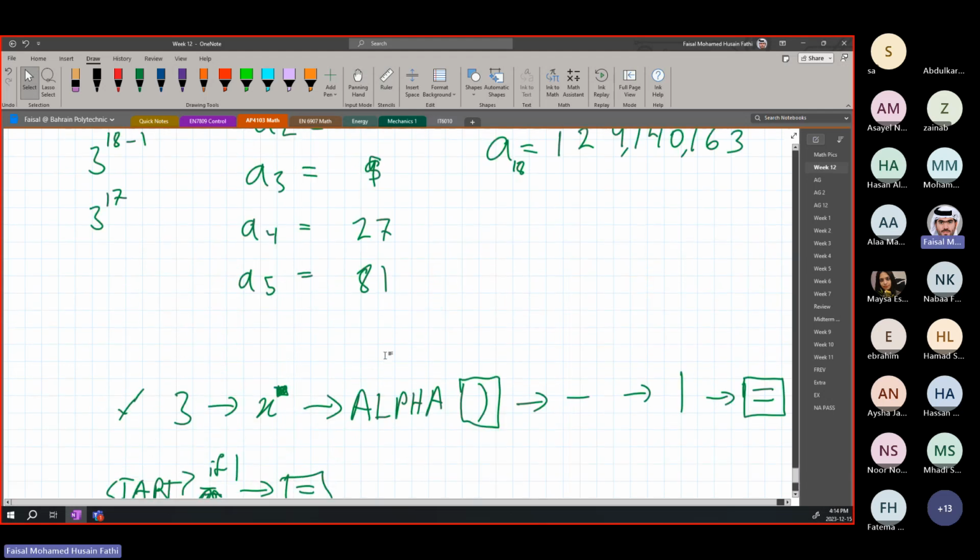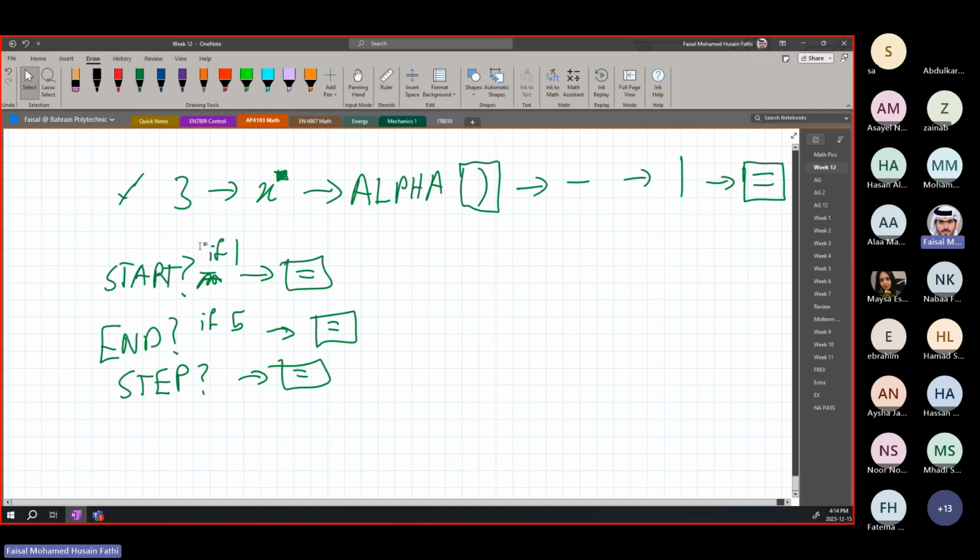3 terms for you. Make sure this is your start and finish. If your start is 1 and your finish is 5, it will give you 5 terms. It depends on where your start is and where your end is. And your step should be 1. If your step is not 1, it's going to be a mistake. So make sure start is 1, end is 5, and the step is 1.